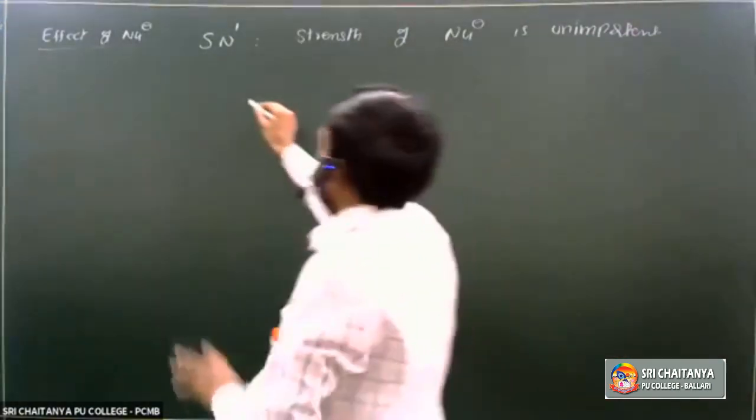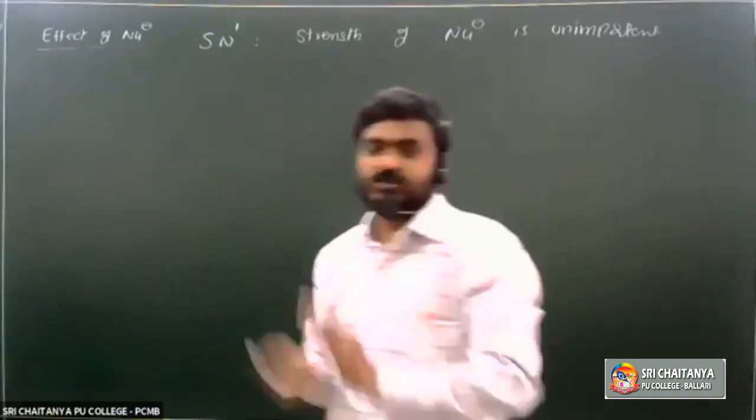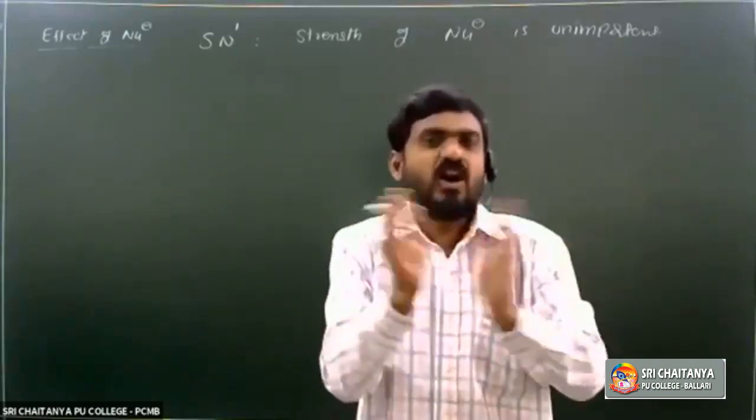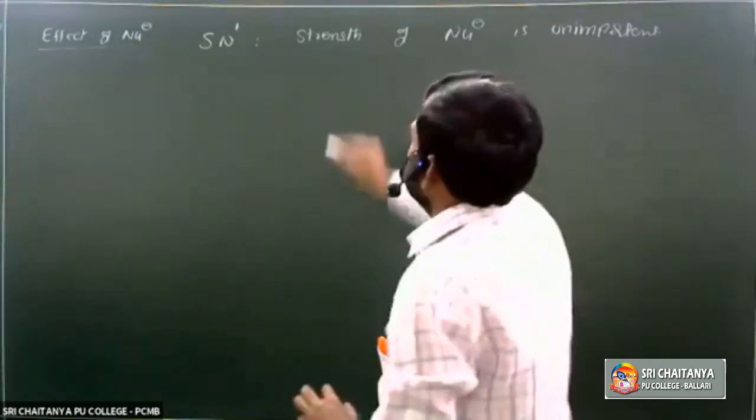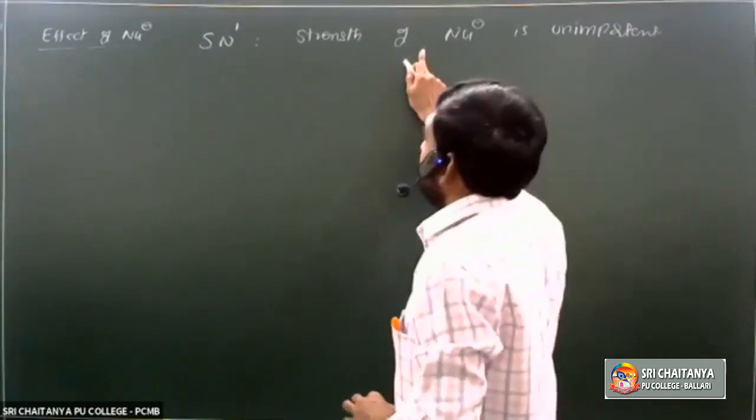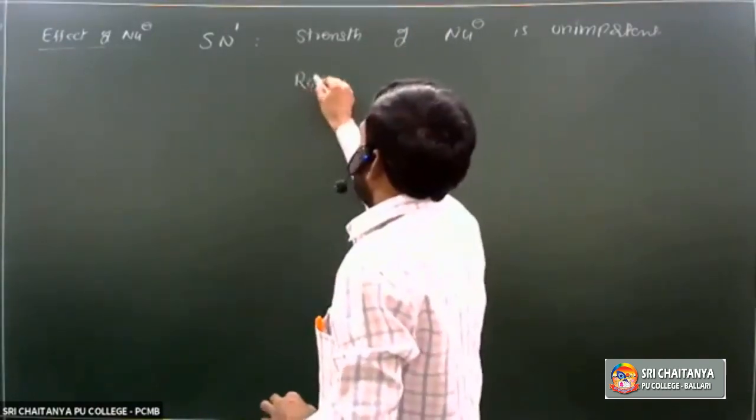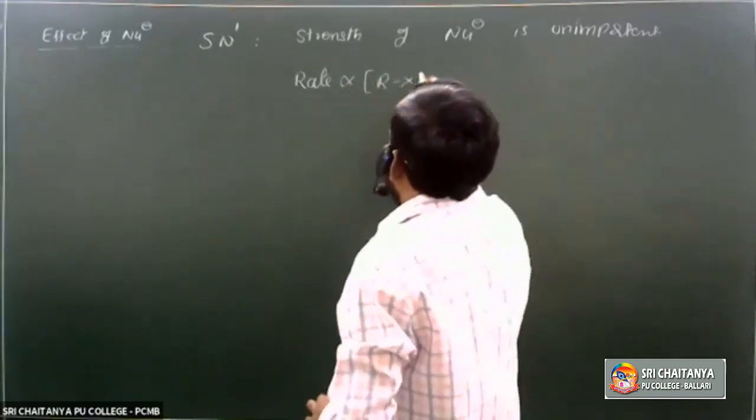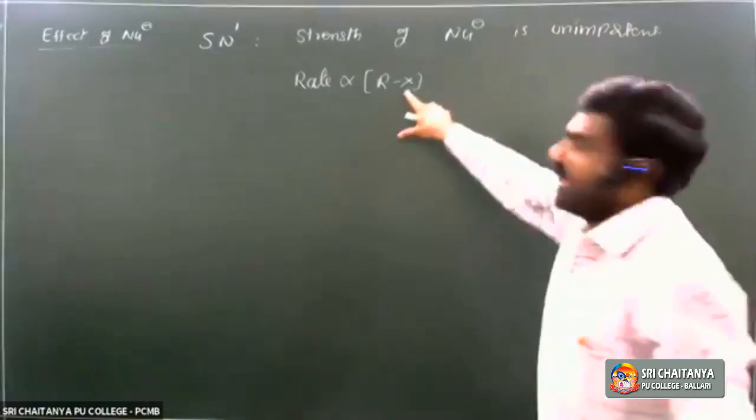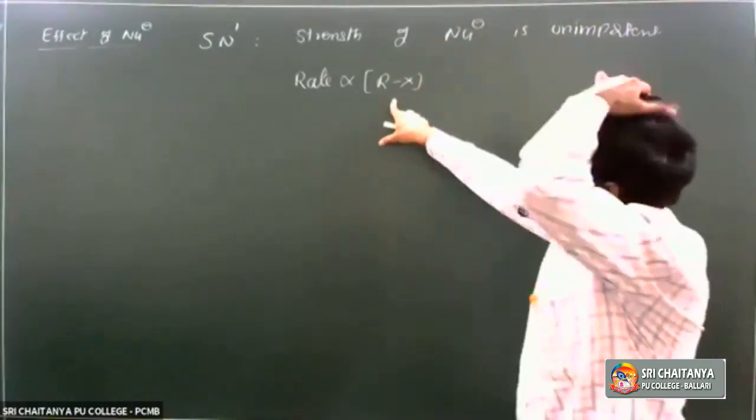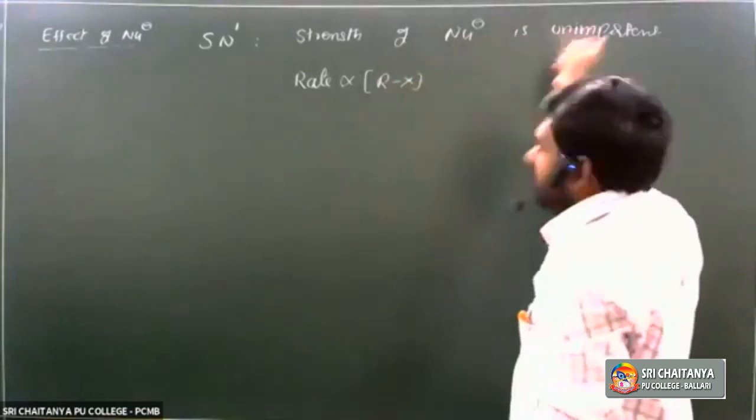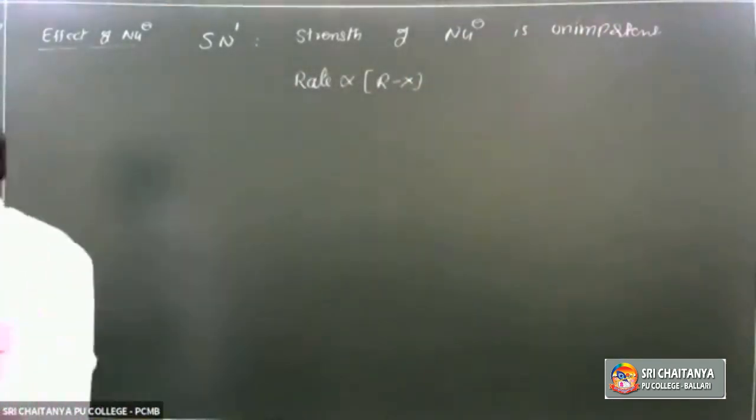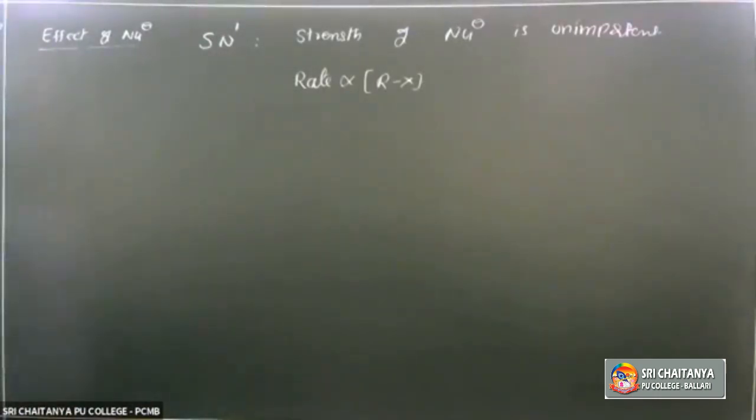In the first step, the alkyl halide undergoes dissociation, so it forms a carbocation. So the C-X bond is broken. First, carbocation is formed. So here the rate depends only on the concentration of alkyl halide. Hence, in case of SN1 reaction, strength of nucleophile is unimportant. Either a weak nucleophile or a strong nucleophile can be involved in SN1 mechanism.